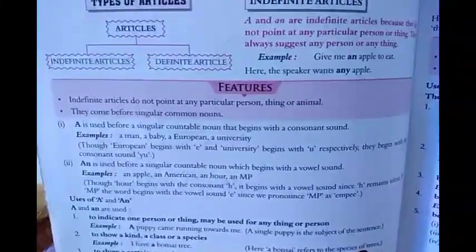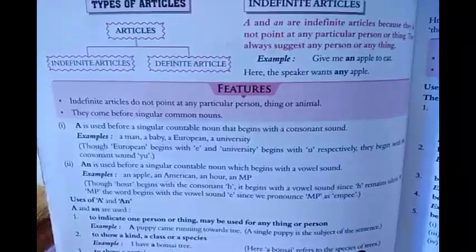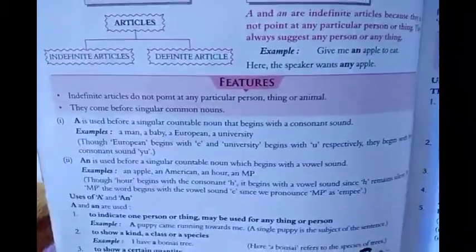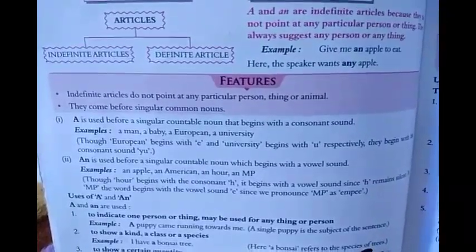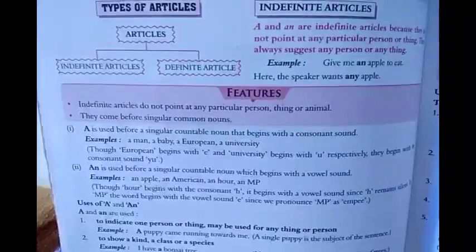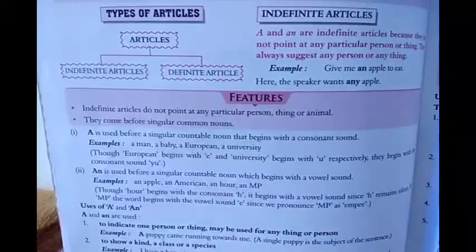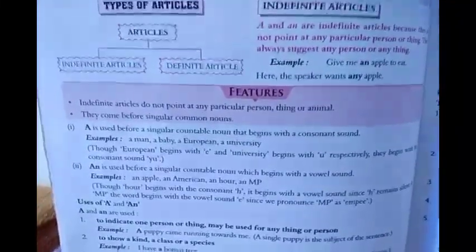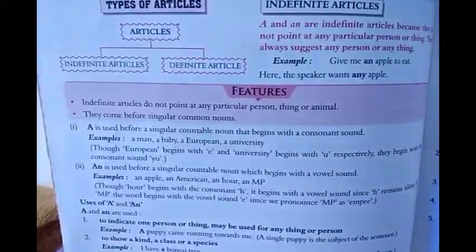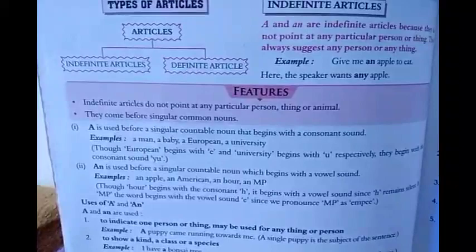And similarly, for the nouns which start with a consonant sound, we have to use a. Take for example, boy. Now this word boy is starting with a consonant sound, b, and therefore we have to use the indefinite article a. We cannot use an boy, it will be wrong. We have to use a.